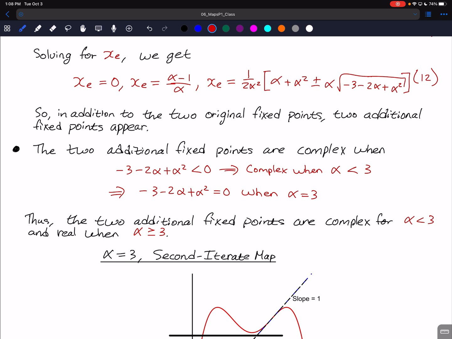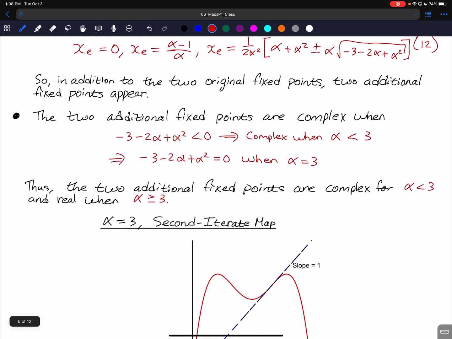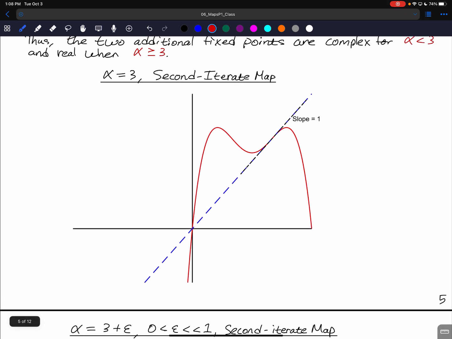So when alpha is less than 3, we really only get two fixed points, the ones that we found in the first iterate. When we have alpha greater than or equal to 3, we suddenly get the emergence of these two additional fixed points, which are now real and stable. Okay, so here's what the second iterate map looks like with alpha being exactly 3. And in this case, it actually does intersect only at a single point. Over here, it only intersects at a single point.